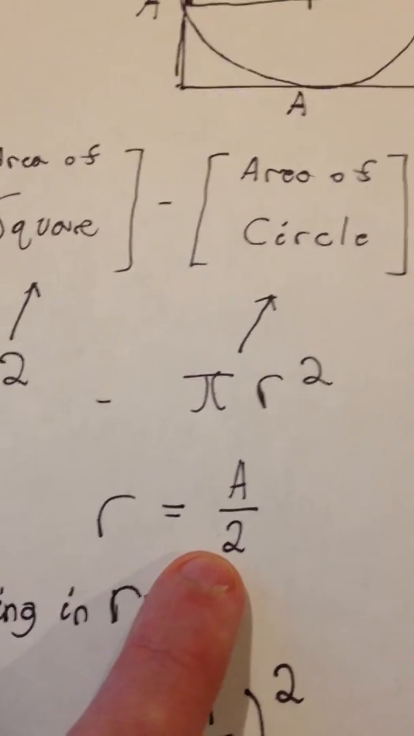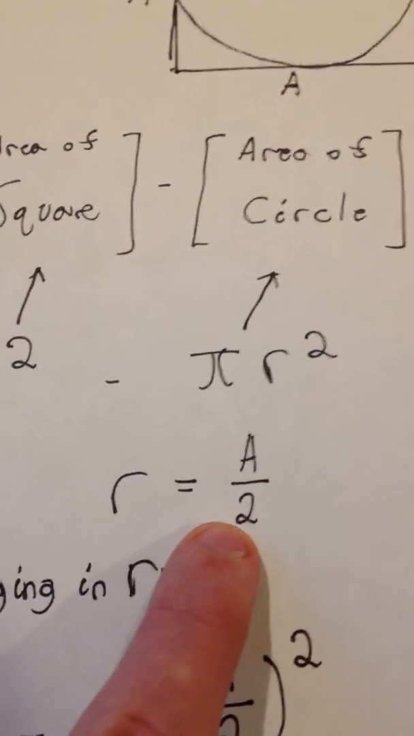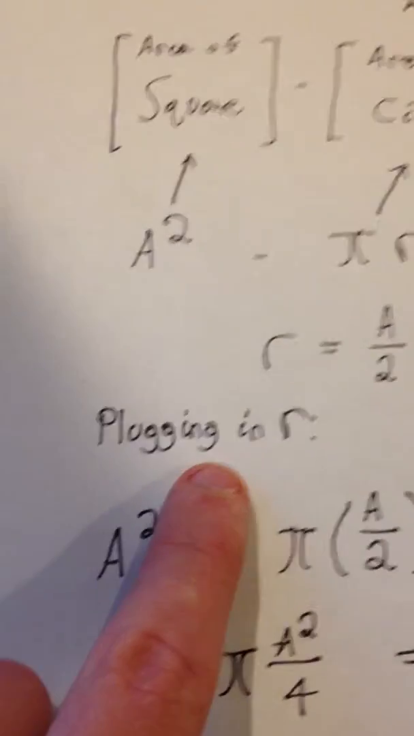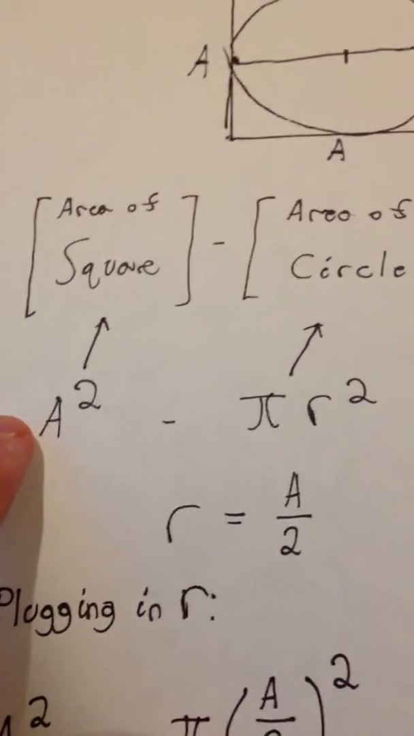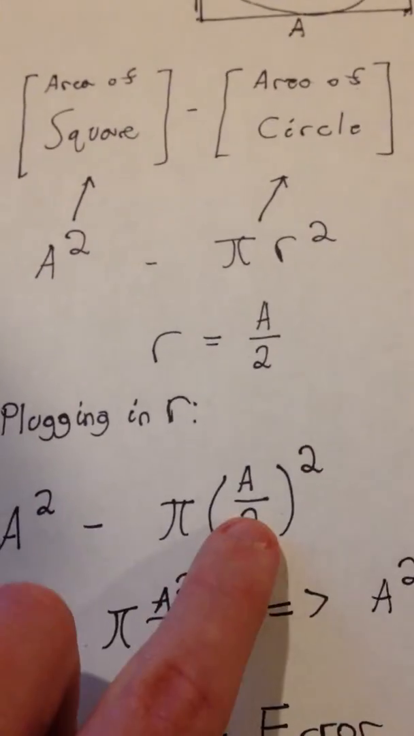If that did not make sense, I would encourage you to really make sure you understand that, because that's the hardest part. Once you get that ahead, the rest of it is really straightforward. I'm just going to plug in r. So let's go back to this top formula, which I'm pointing to right here. I'm going to plug in r as A over 2, which is what I've done right here.